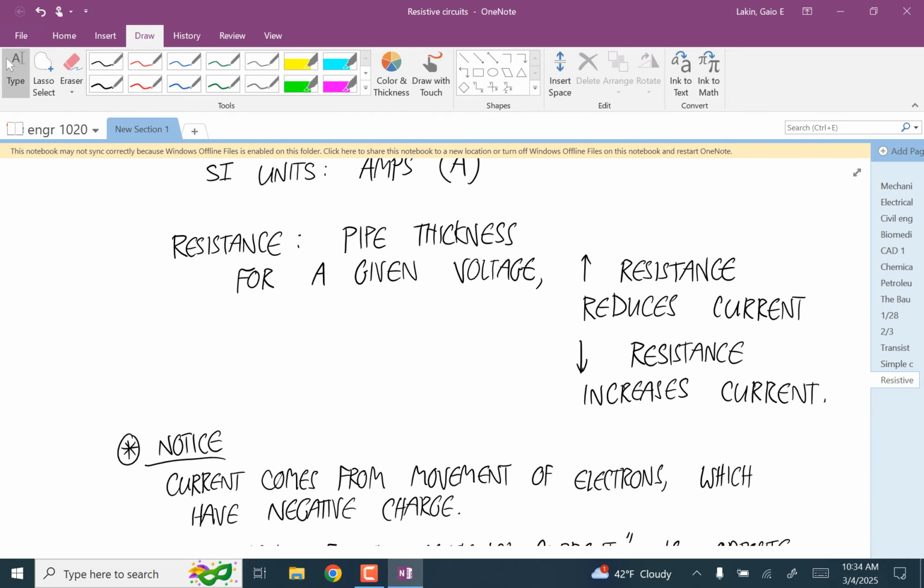I didn't give the SI units for resistance, but sorry about that. The SI units for resistance are ohms, and it's denoted with a capital omega, like that horseshoe.